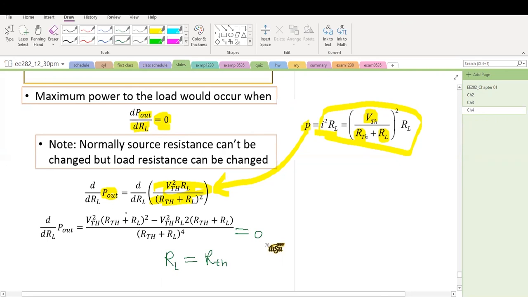We're not going to go through the detailed derivations, but this is how we mathematically prove that RL equals RTH, and at that condition, the maximum power will be extracted for RL.